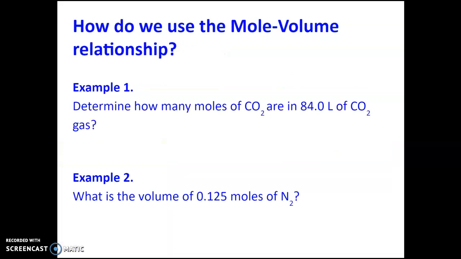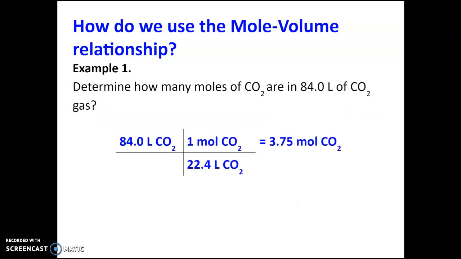I want to walk you guys through a few examples of using the mole-volume relationship. This first example asks us to determine how many moles of carbon dioxide are in 84 liters of carbon dioxide. The second example asks what is the volume of 0.125 moles of nitrogen, so N2 gas.